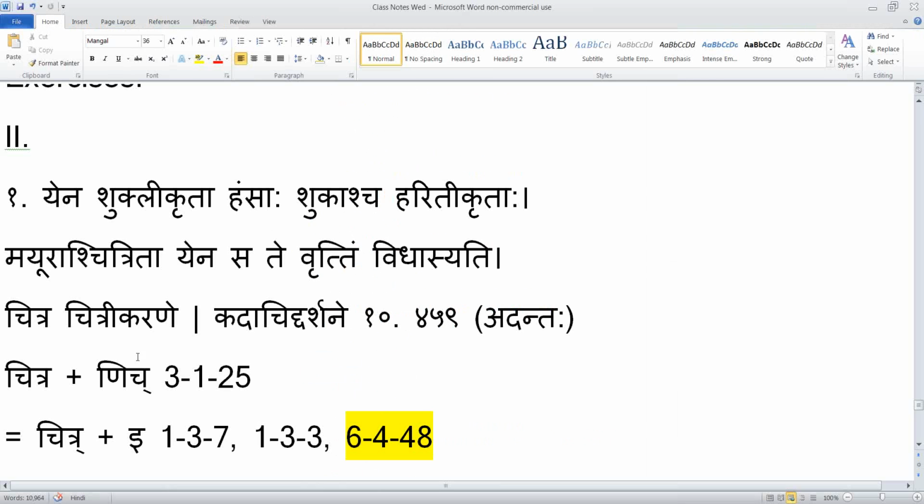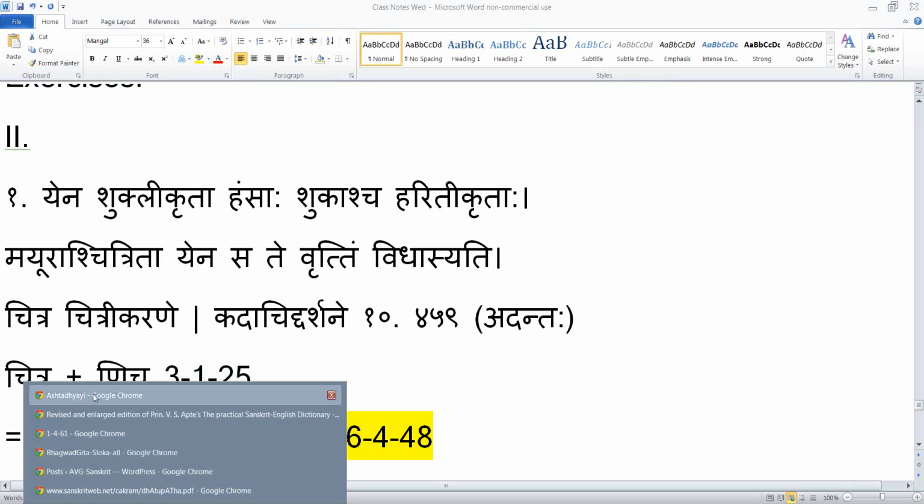Chitra plus Nichya, Swarthe Nichya, just to make variegated, to make spotted. Now by Anubandha Lope Chutu Halantyam, you get Chitra plus E. But now comes this Sutram Atolopaha: Adantasyangasya Lopasyat Ardhadhatuke Parata. Very simple Sutram, 6448.